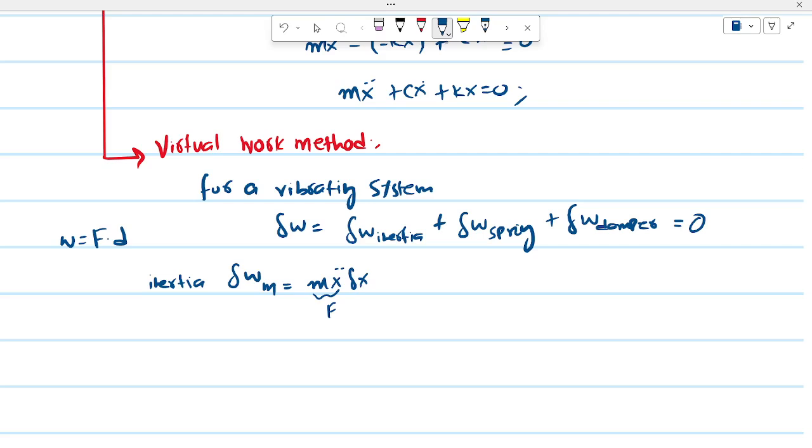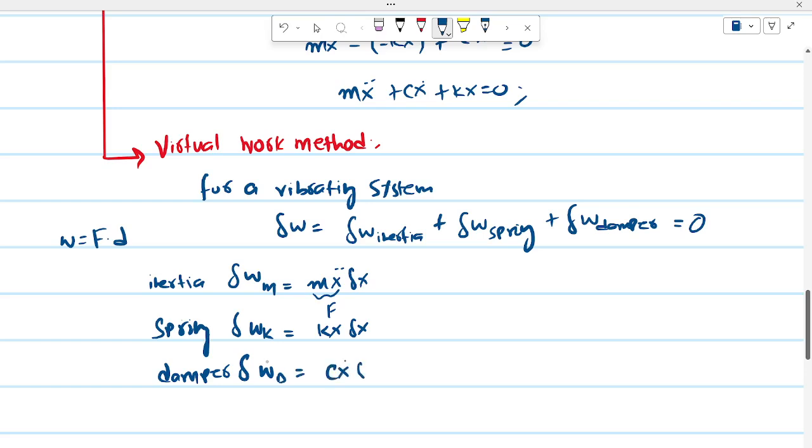Same is the case for the spring, what you call the spring virtual work. That's W k, and we know the spring force equals k x, into the displacement. And for the damper, the work done because of the damper equals c x dot into the displacement.